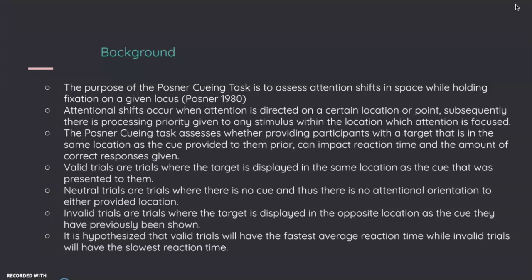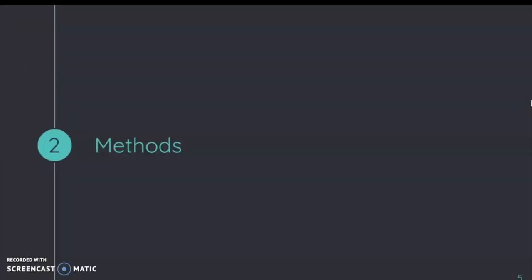The Posner Cueing task assesses whether presenting participants with a target in the same location as the cue can impact reaction time and the number of correct responses given. Valid trials are trials where the target is displayed in the same location as the cue that was presented to them. Neutral trials are trials where there is no cue and thus no attentional orientation to either location. Invalid trials are trials where the target is displayed in the opposite location from the cue they have previously been shown. It is hypothesized that valid trials will have the fastest average reaction time, while invalid trials will have the slowest. So these were the methods used to test our hypothesis.